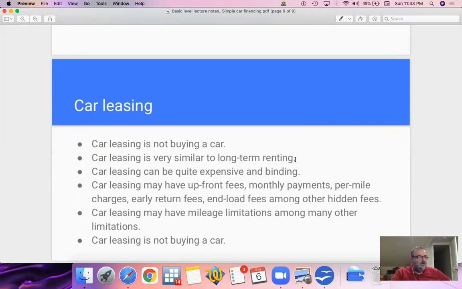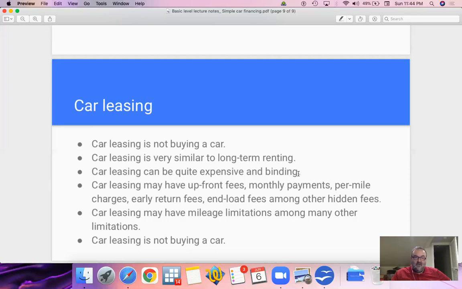It's like you go to Hertz or Enterprise and you rent a car for 2 days. With leasing, think of it like you're renting it for 2 years. It's somebody else's car. It's a rental car, pretty much, right? Almost. Car leasing can be quite expensive and binding.